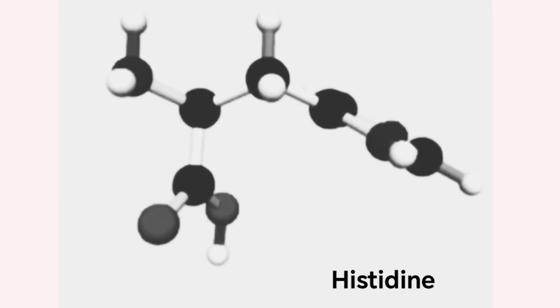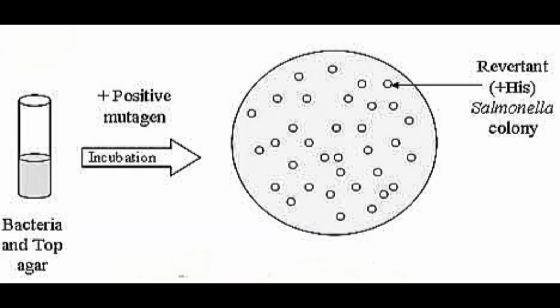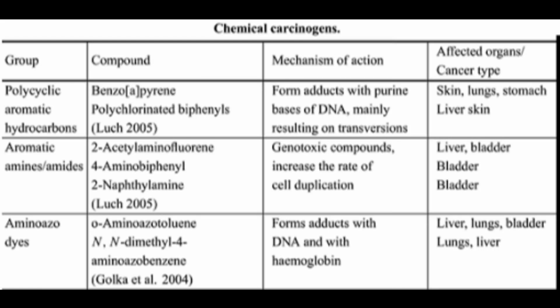Now, here's the twist. If we expose these bacteria to a chemical that causes mutations, some of them might mutate back, regaining the ability to make histidine. And boom, they grow. The more colonies we see, the more mutations have occurred. And that tells us this chemical might be a mutagen, possibly even a carcinogen.